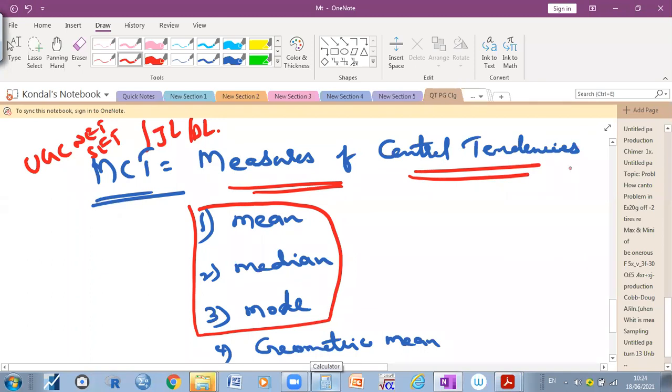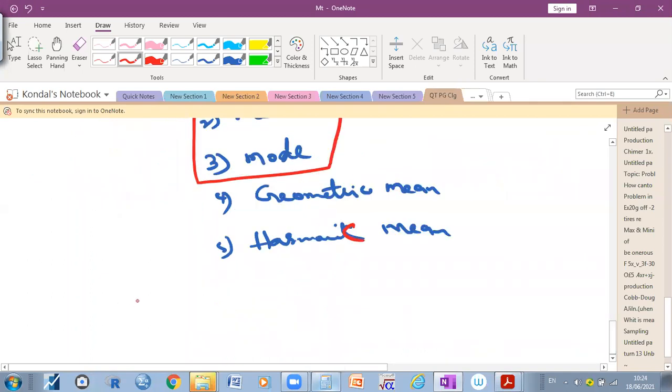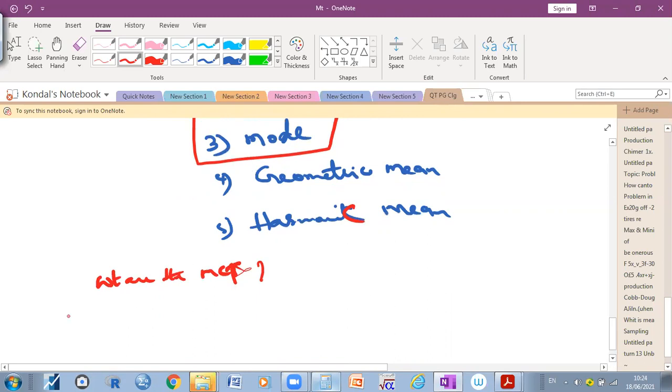For example, this kind of question may be asked. What are the measures of central tendencies? A, mean or arithmetic mean, shortcut AM. B, mode. C, standard deviation. D, A and B. So what are the measures of central tendency?